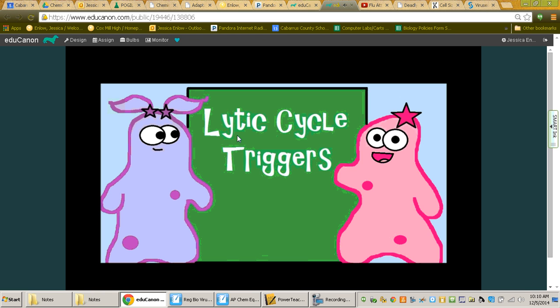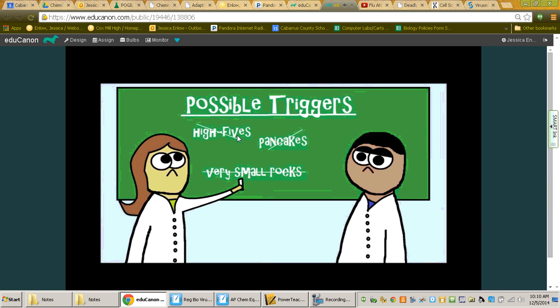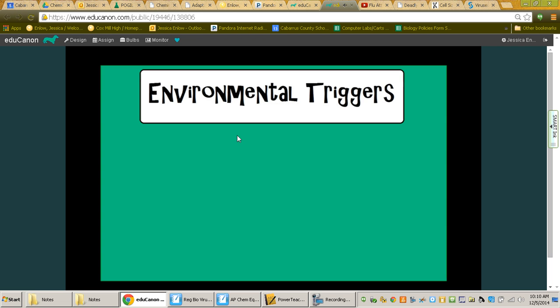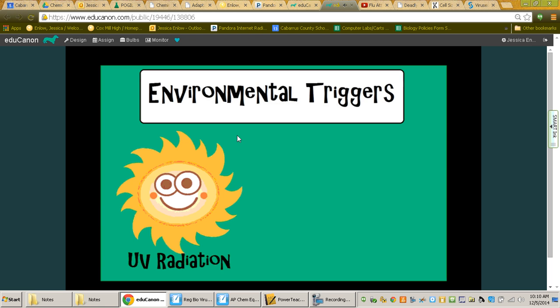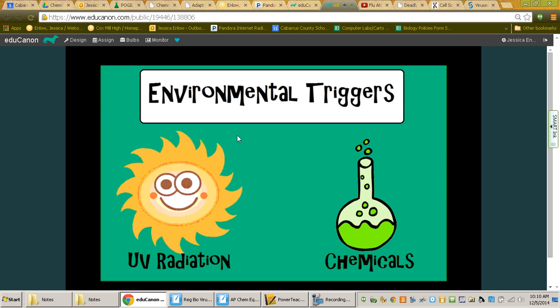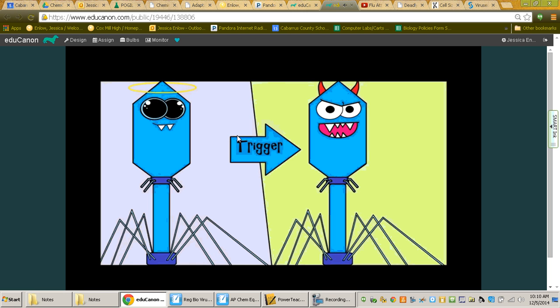As far as what triggers it to go into the lytic cycle, it can be a variety of things, and scientists are still doing a lot of studies with this. Sometimes we've noticed there are environmental triggers like UV radiation or chemical triggers, but it can cause this virus to suddenly switch into the lytic cycle and come out.